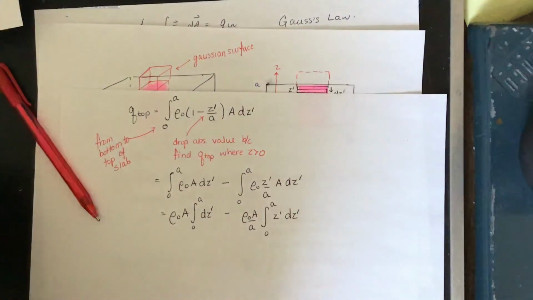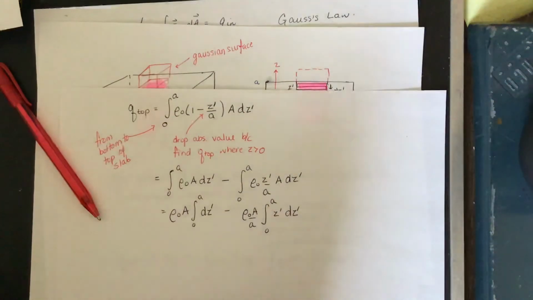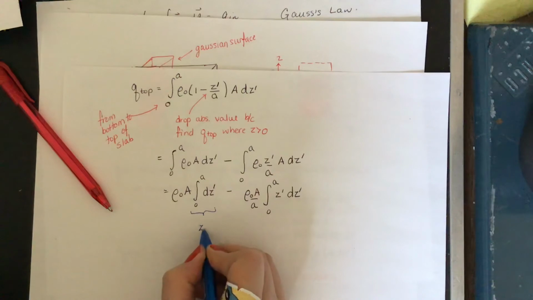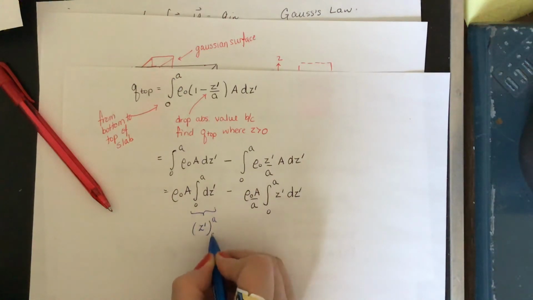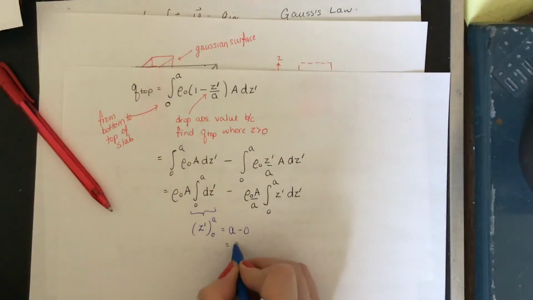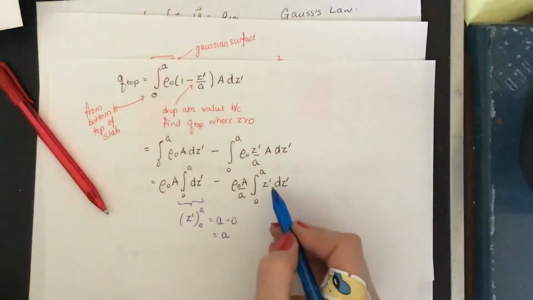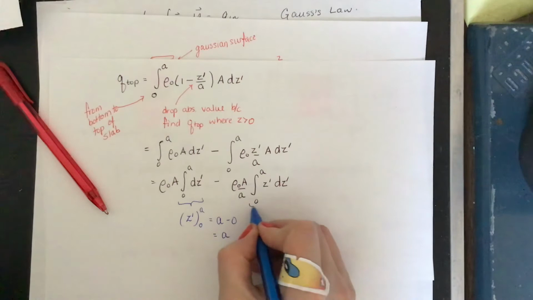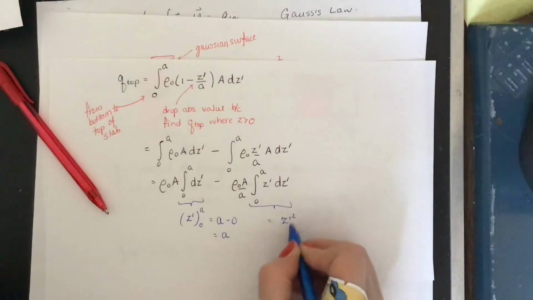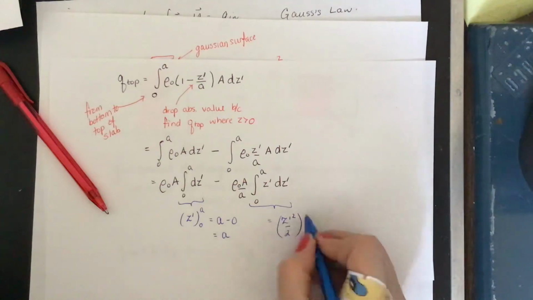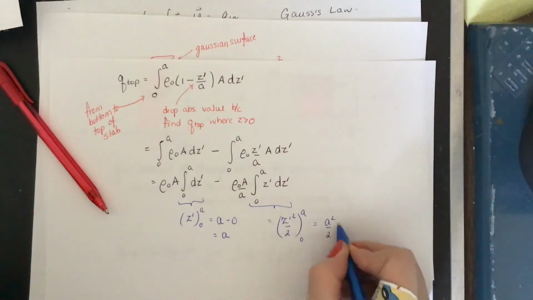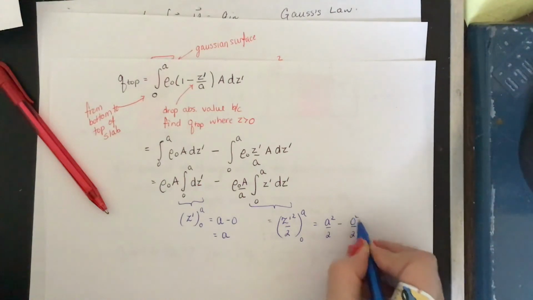The integral of dz primed gives us z primed, evaluated at a and 0. That gives us a minus 0, which is just equal to a. The integral of z primed dz primed is z primed squared over 2, evaluated at a and 0. That gives us a squared over 2 minus 0 squared over 2, and that's just 0, so we get a squared over 2.